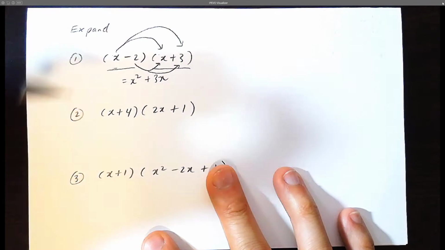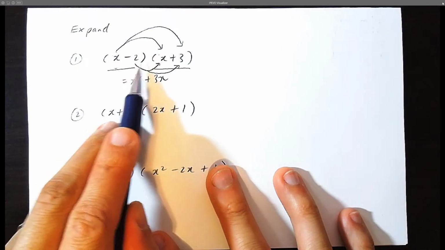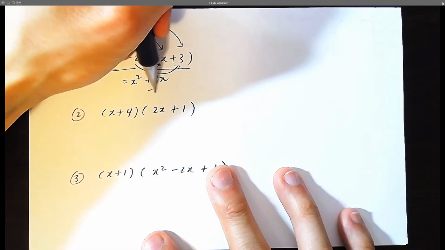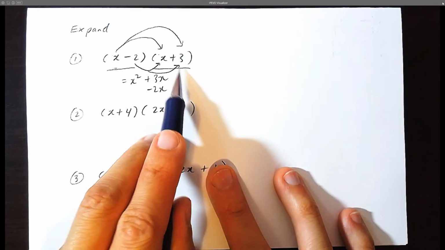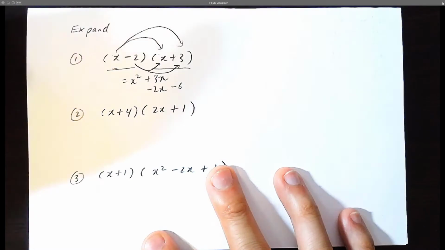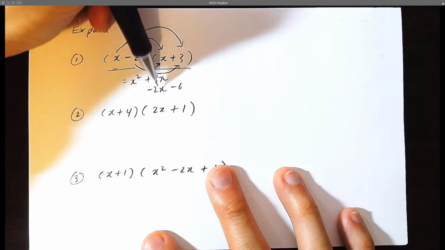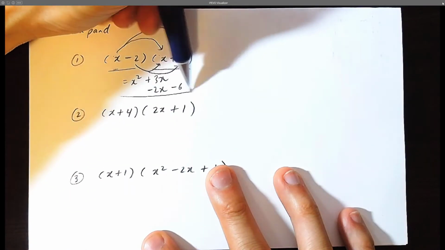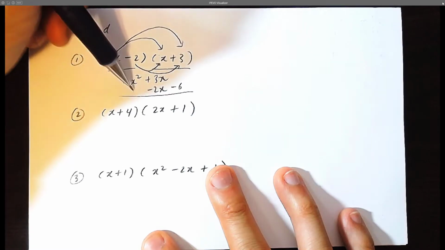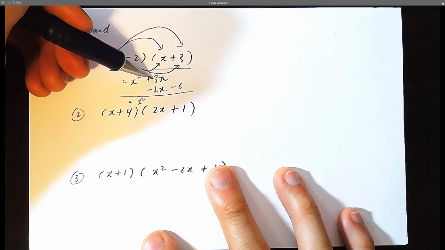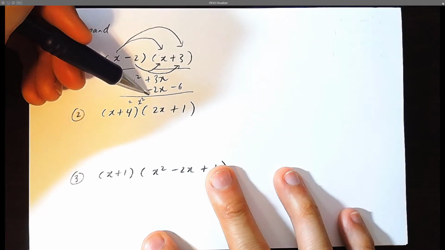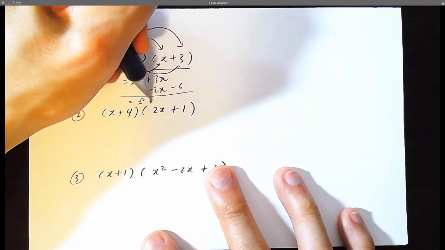Now your pets are going to be very full. Negative 2 times x is negative 2x. Negative 2 times positive 3 is going to be negative 6. Notice how I line these x's up. Cha-ching! X squared plus nothing is x squared. Positive 3x minus 2x is going to be positive 1x, or just positive x.